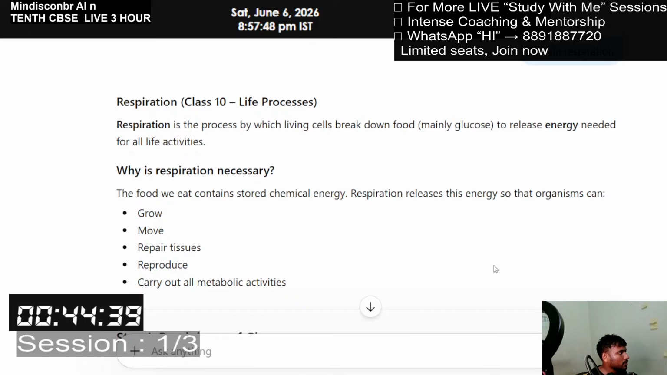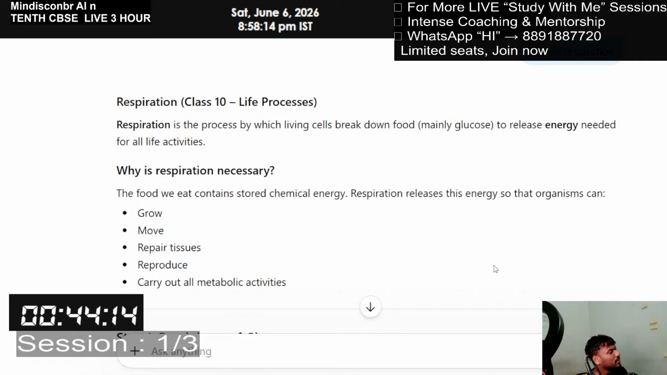Respiration is the process by which living cells break down food, mainly glucose, to release energy needed for life activities. It's a process in which cells break food. Food is in the form of glucose. The chemical formula of glucose is C6H12O6. So they break food and release energy.